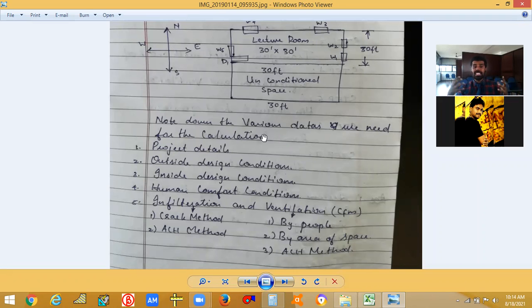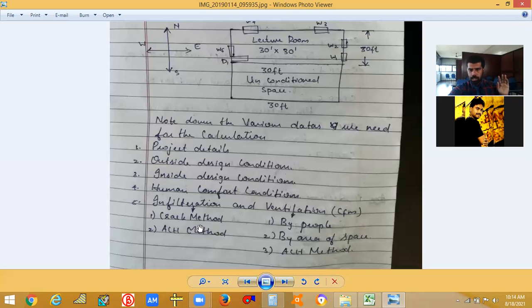We need to know the inside design condition, what the condition inside our room is. Then we need to know the human comfort condition, how much temperature we have to bring it to, to make it comfortable. Then we need to find out the infiltration and ventilation. Infiltration has two methods: crack method and ACH method. Ventilation has three methods: by people, by area of space, and ACH method. These are the various data that we need for the calculation. We'll be looking at all these five input values.